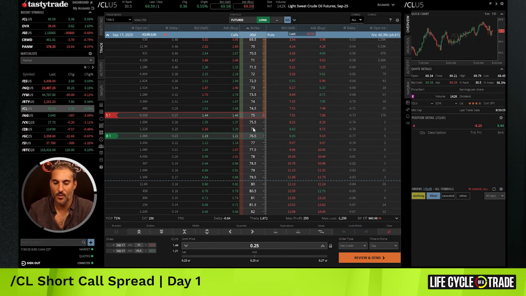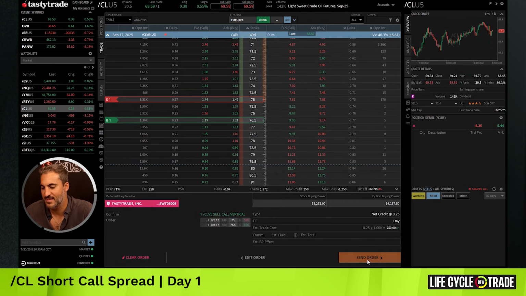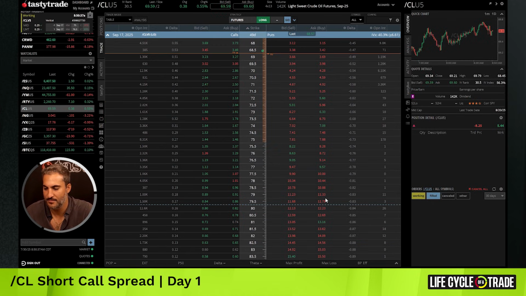So we're going to widen the spread out a bit. We're going to do it 1.5 points wide, the 75, 76.5, and we're going to do this at a 25-cent credit, which is $250 in potential value. We're going to look to get about $100 out of this trade if we can. That'll be our spot. So we're going to go ahead and route this here for a 25-cent credit. See if we get filled.